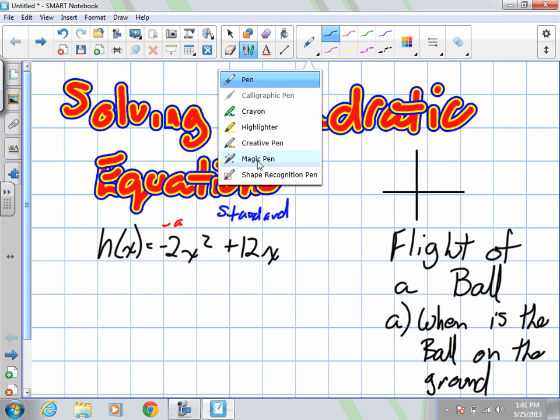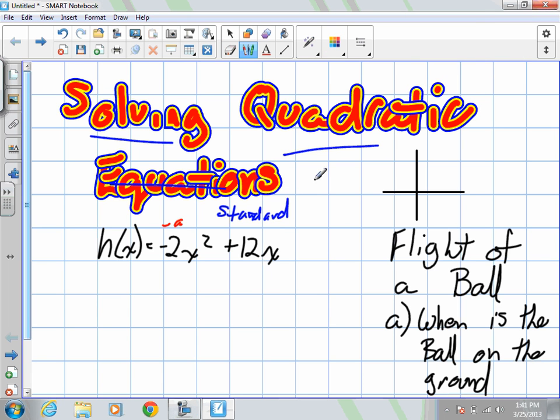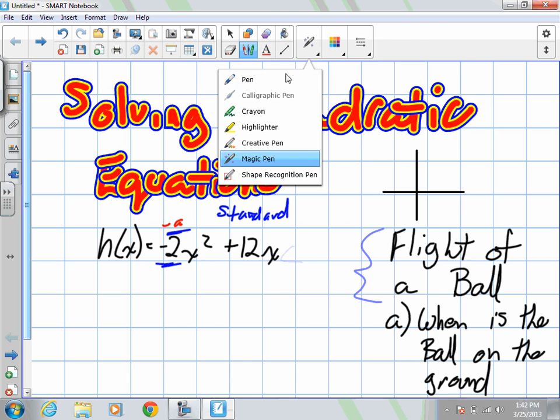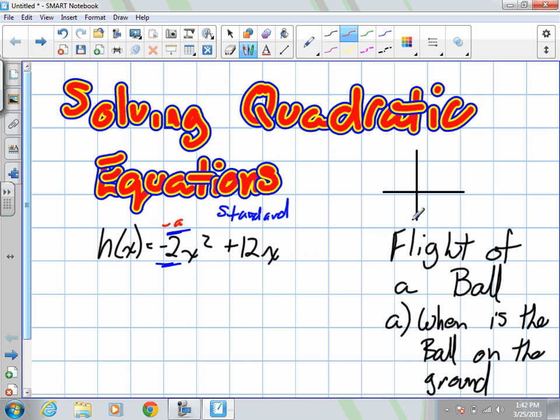Let's try this again. We're going to solve quadratic equations, and we're going to show how this equation represents the flight of the ball. Okay. Now, if we were to quickly graph this, we know the a value is negative, so we are going to have some quadratic that is facing downwards. Okay. And the very first question is asking us, when is the ball on the ground?